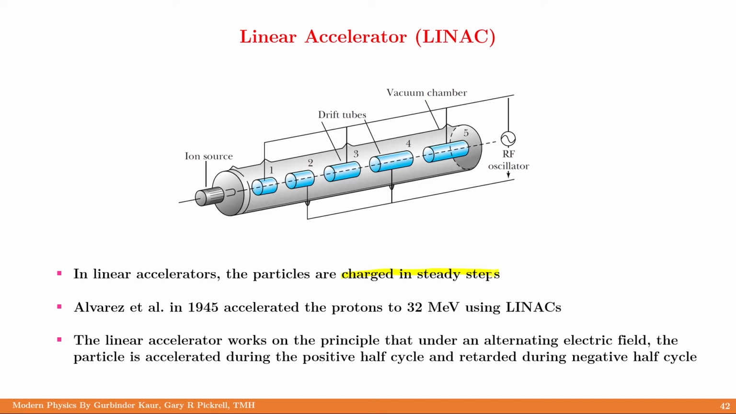The linear accelerator works on the principle that under an alternating electric field, the particle is accelerated during the positive half cycle and retarded during the negative half cycle.